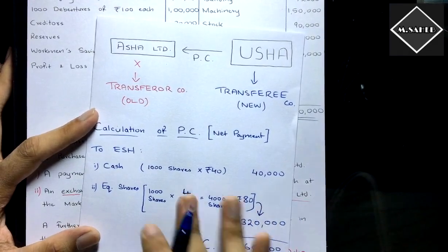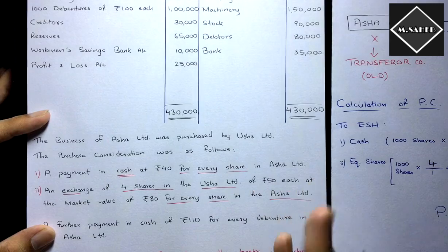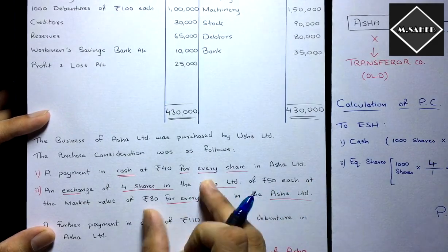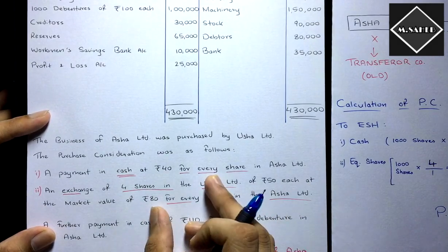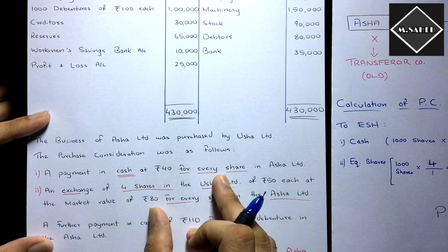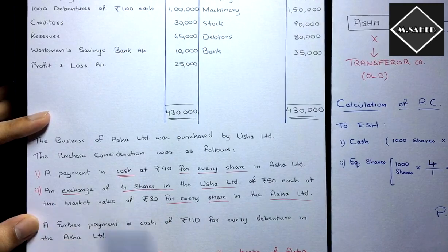Simple. Then in the second point, it looks a bit complicated because here they haven't said exactly how many equity shares will be given. Yes, they are saying that shares will be given, but the number of shares is not given. Here we have to use that exchange ratio. See here, it's very simple, don't worry.